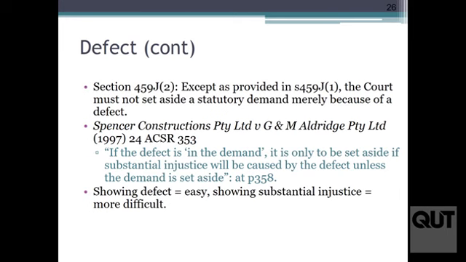It is often easy to find a defect in a statutory demand. For example, a spelling mistake in the name of a company or a misstatement in the address. But it's fairly difficult, isn't it, to establish that that defect will cause substantial injustice. And you can only set aside a demand under section 459J if you can show that there is a substantial injustice.